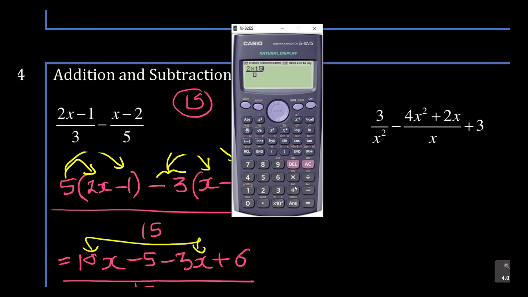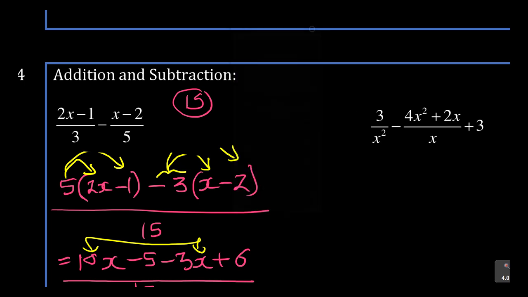Just watch how I do it. Minus 1 divided by 3, right? And then I'll say minus fraction. My x, I say it is 15. So it's 15 minus 2 over 5. Right. So now the answer that I get, pay attention, is 106 over 15. So I'm going to write it down here. 106 over 15. That is the answer I got on top, right?